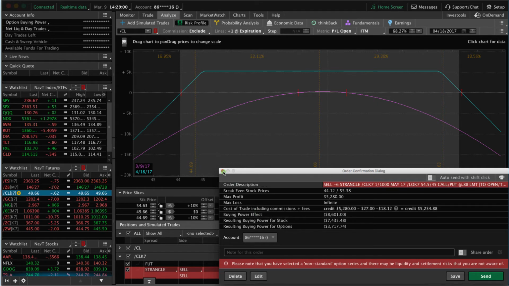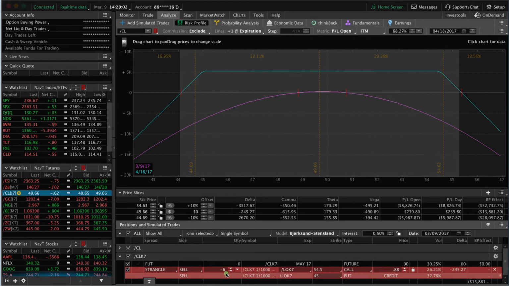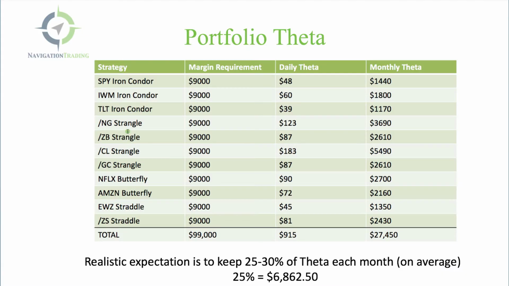Okay, so that's where I'm coming up with that. That's why I've got 6 contracts here. And then what you can do is you can move this hash mark to exactly where price is, and that's going to give you your theta. So in this case, 180. On the slide, at the time I did this on the CL strangle, it was 183. So right in there, right?